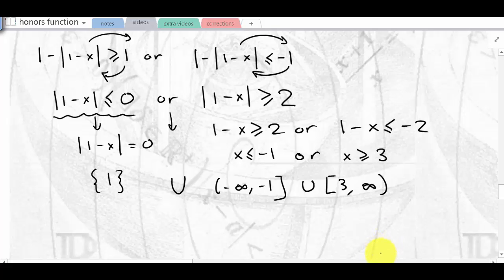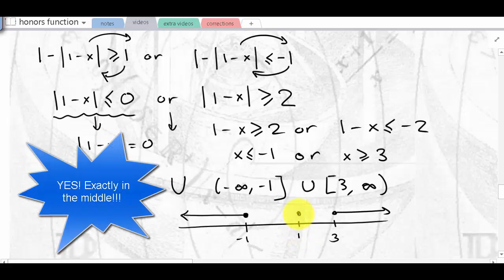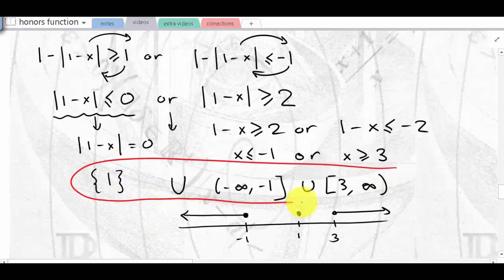Okay, can I write that differently? I cannot, right? Because 1 is in between negative 1 and 3, right? So you have this set right here until negative 1. Then you have 3 and above. And in the middle, you have 1 right here. Not exactly in the middle, but you have to take this point into consideration. That is the only way to write the solution of this inequality. All right, please do the next one.